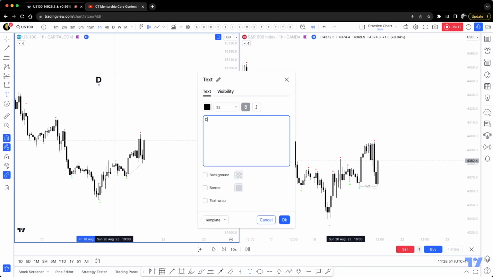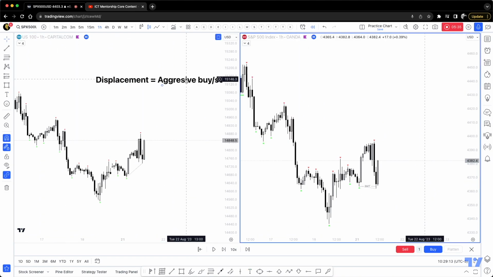He calls it displacement, which equals an aggressive buy or sell.